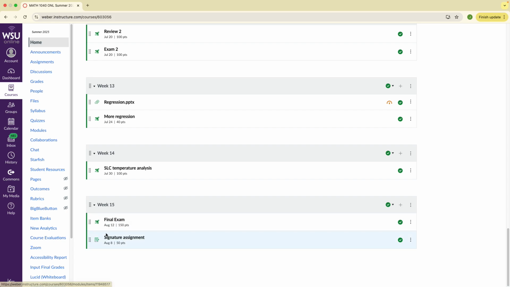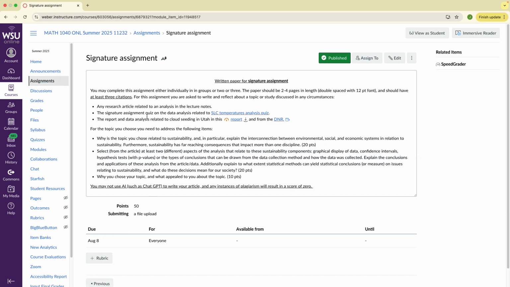You also have what is called a signature assignment for this course. For the signature assignment, you're to submit a written paper 2 to 4 pages in length. The assignment itself is pretty broad. You can submit any assignment that you'd like as long as it meets the requirements for the assignment.